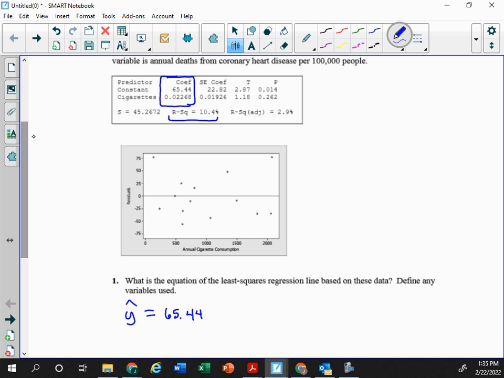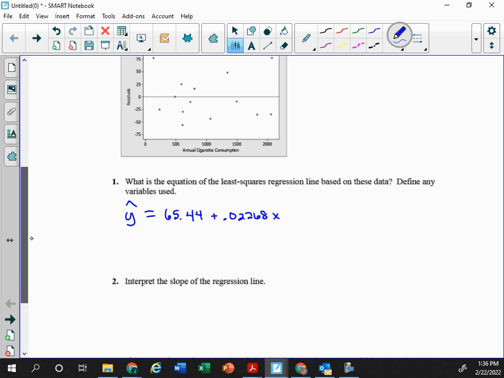And then the other one, it's saying it's the coefficient on cigarettes, and the cigarettes is your x variable. So we know that's your slope. So it's going to be plus 0.0, and you can write however many decimals of it you want. 0.02268 x.